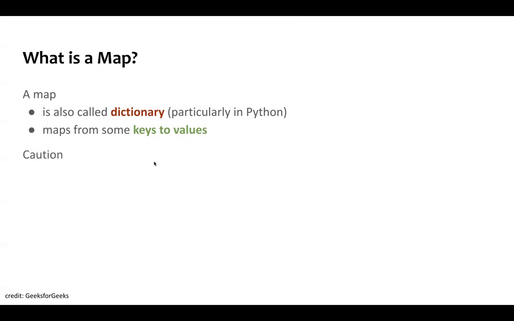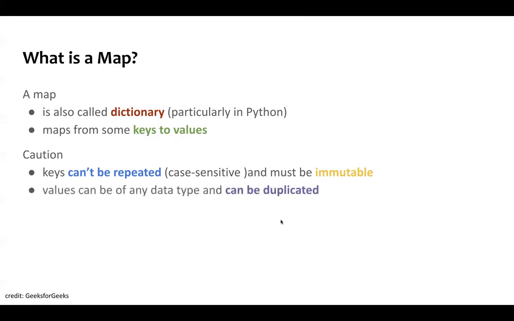There is one caution I want to make. Keys cannot be repeated, and keys are case sensitive, and keys must be immutable. You cannot change keys once you define one key. All right, so that is one caution. And another thing is values otherwise can be of any data type and can be duplicated. You can save the same values, but with different keys, all right?